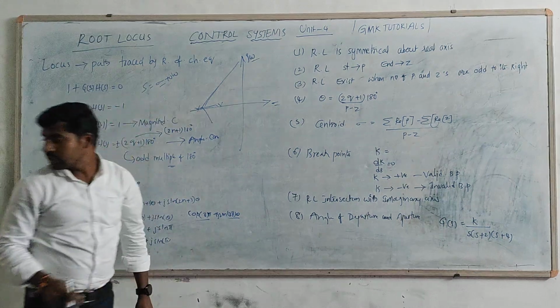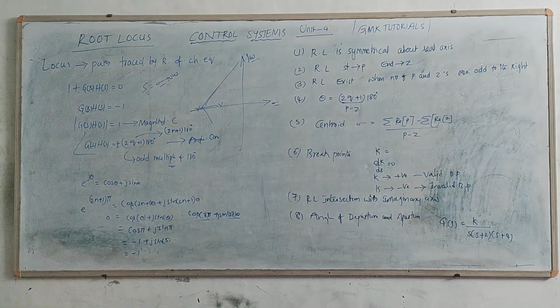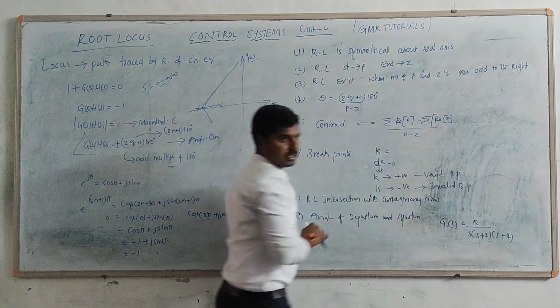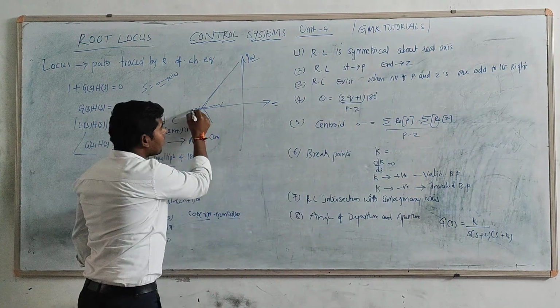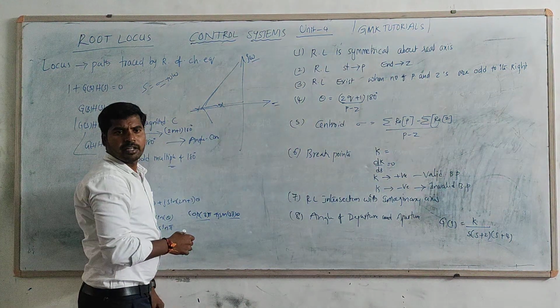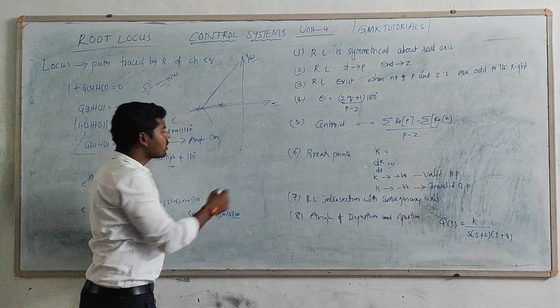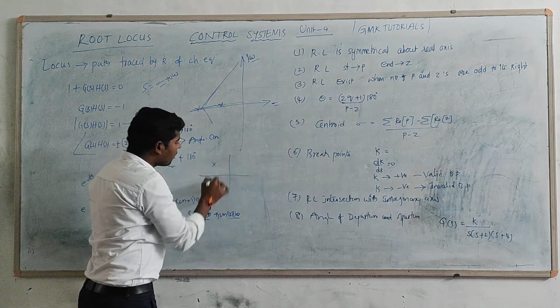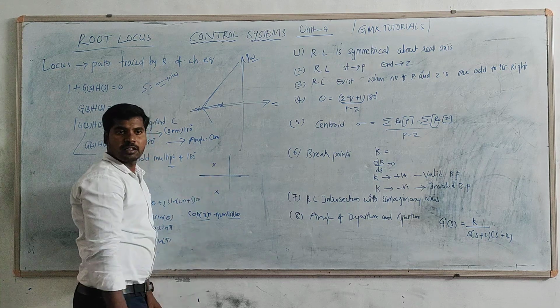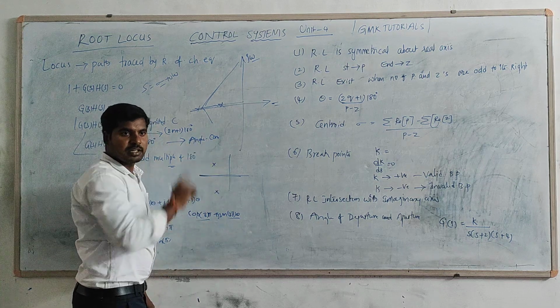So for that purpose, let us see the first one. The first rule says that root locus is symmetrical about the real axis. Symmetrical means, suppose you take a value here and a value here with the real axis as the reference, and these two are the same. That is what symmetry means. So that means this is the first condition.